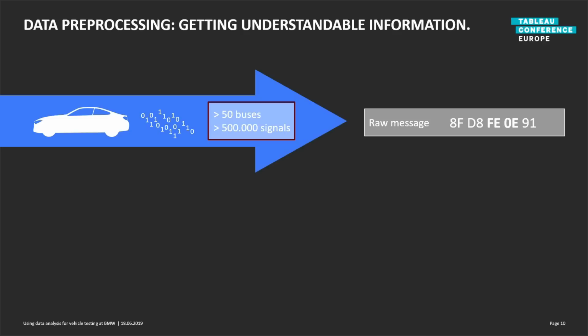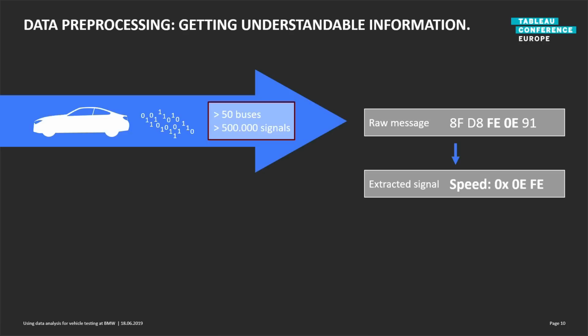Just for getting a dimension, in a modern vehicle, we could have up to 50 buses and possibly up to 500,000 signals. This depends on what's within your car. So if it's a 7 series, you have a lot more data than, for example, in a 3 series. And then we need to know what's inside.